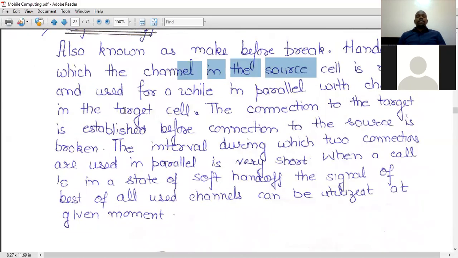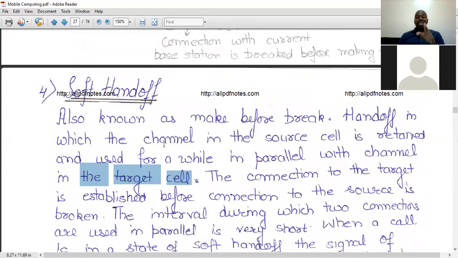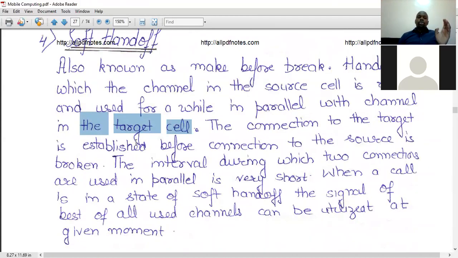So it first engages a frequency in the target. It's also a type of inter-cell handoff, where there is a source cell and a target cell, a previous cell and a next cell, one cell to another. So in soft handoff, it first detects which frequency it can use in the target cell. It picks that frequency. Then after it picks that frequency, it releases the other one.